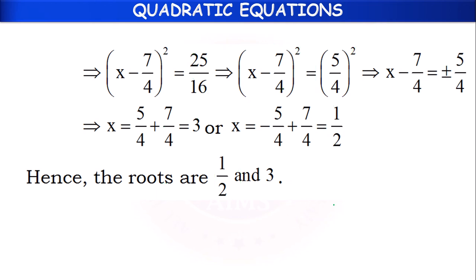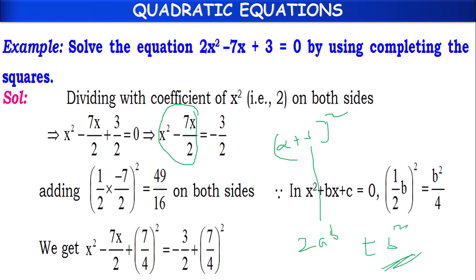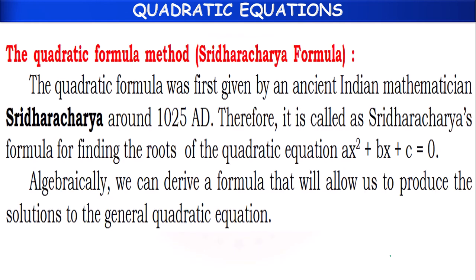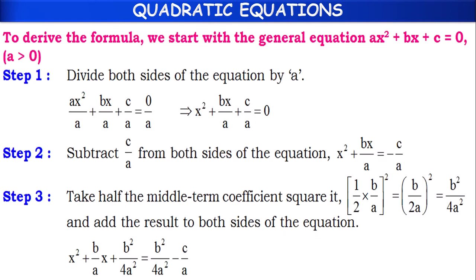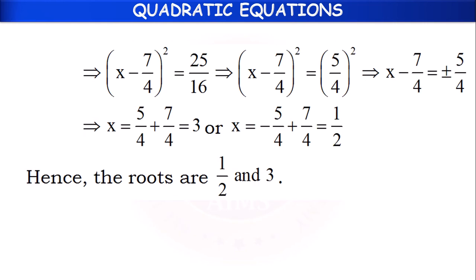So in this way, we can solve the problem, children. But you should be careful here. This term is to be written in the form of a plus b whole square or a minus b whole square. For that, the x term is to be written in the form of 2ab. For that, b square is to be added on both sides. So next, children, regarding the quadratic formula method, we can learn in our next video.